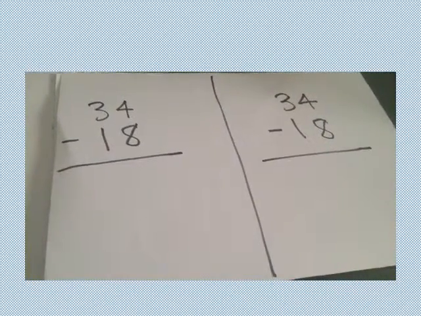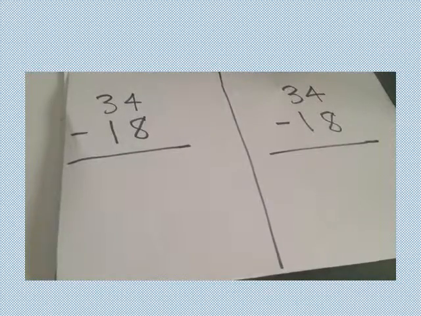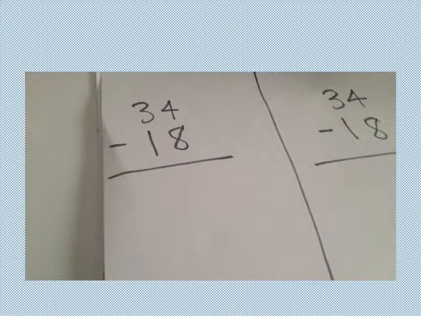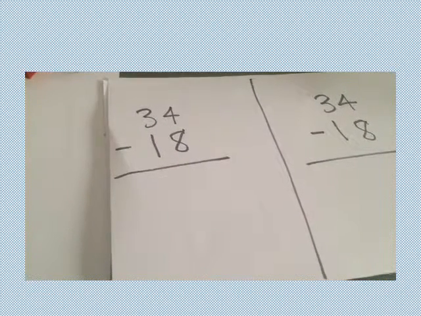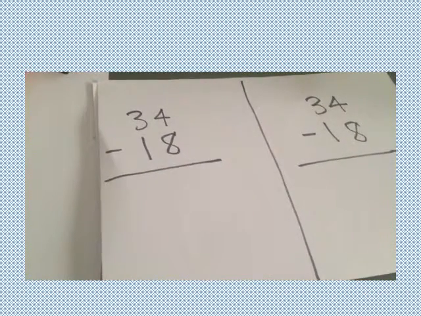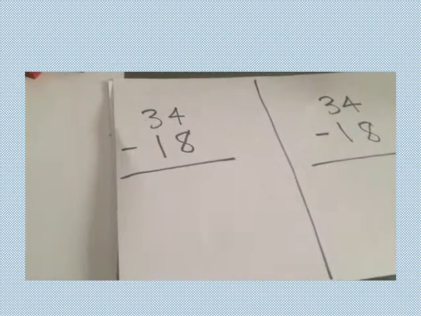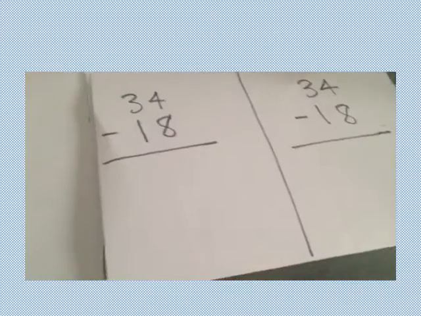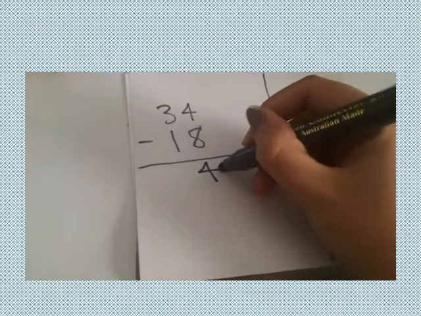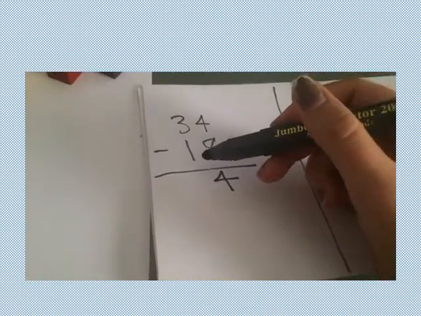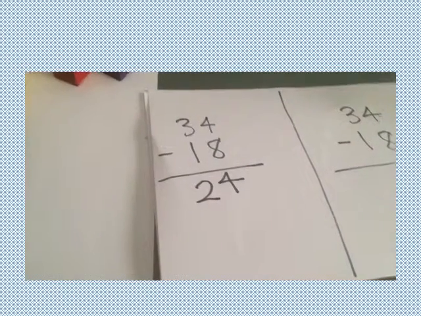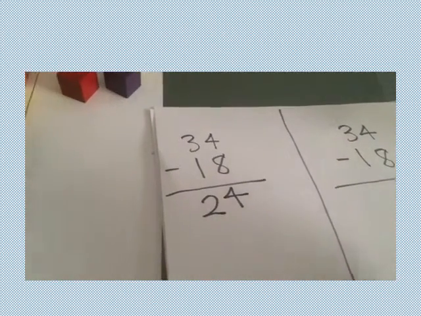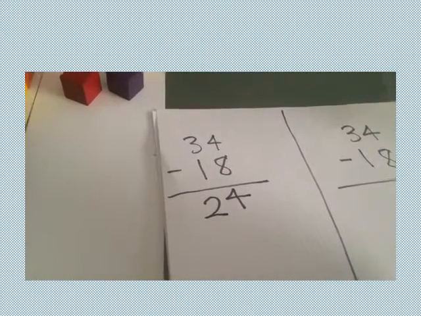A common misconception with subtraction is trading within algorithms. So for example, you might have 34 minus 18. Students can see that you can't minus 8 from 4, so they might say 8 minus 4, and then they would write that down as 4, and then they would say that 3 minus 1 equals 2 and have 24 as their answer. This is incorrect because for 4 minus 8 you'd have to trade.